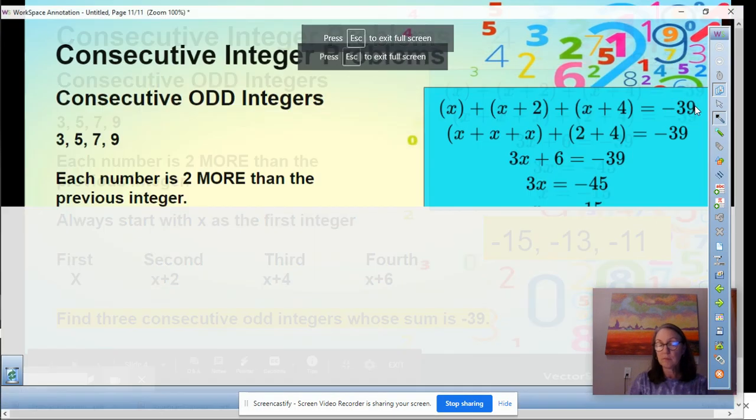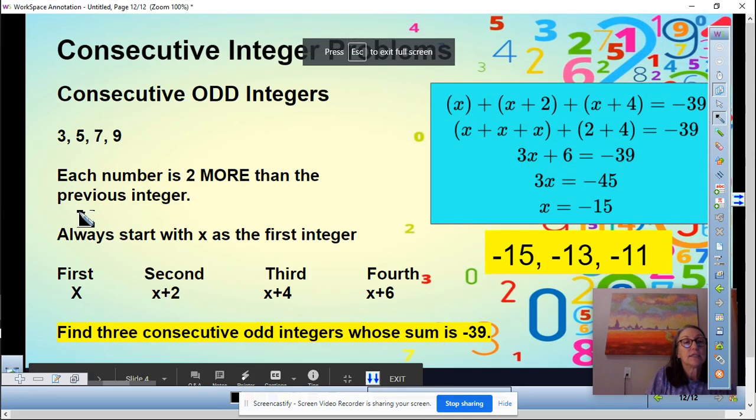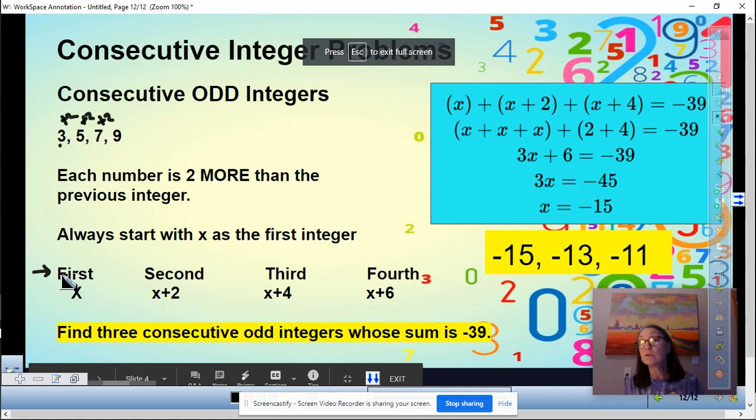Pardon me. So even though they're odd, to get from one odd number to the next, I'm adding 2 each time, which is why the template that we use to keep in mind to do consecutive integer problems is the same for both even and odd consecutive integers.